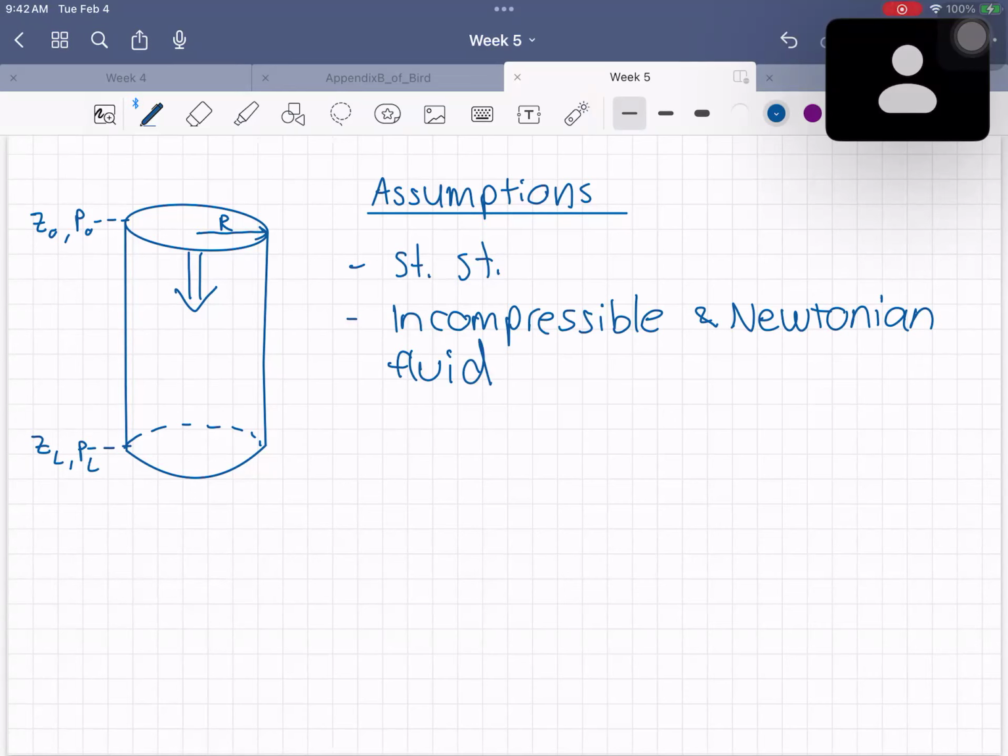Please make a note in your lecture that in this case, mu and rho will be constant, both of them. And then I will have another assumption, which is the no slip condition. You still remember, right? It's the condition that occurs on the interface between the fluid and the solid, where the velocity of the fluid will be equal to the velocity of the solid. And then smooth pipe.